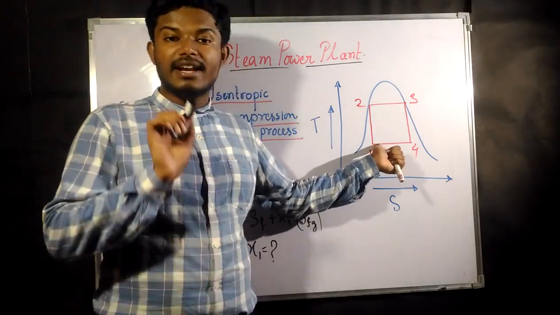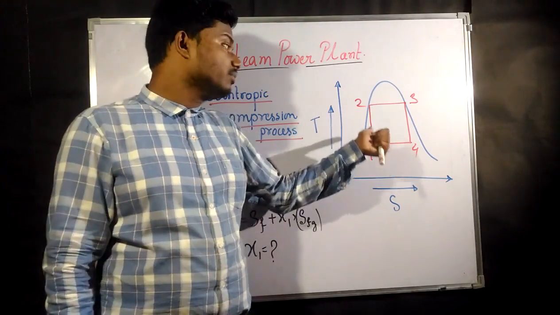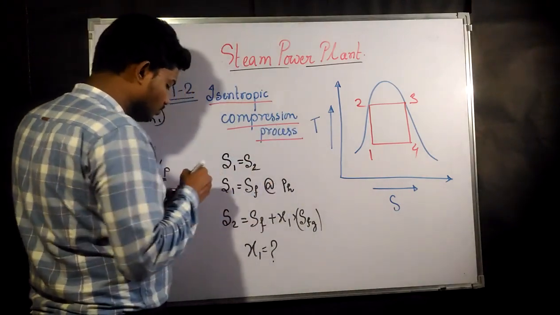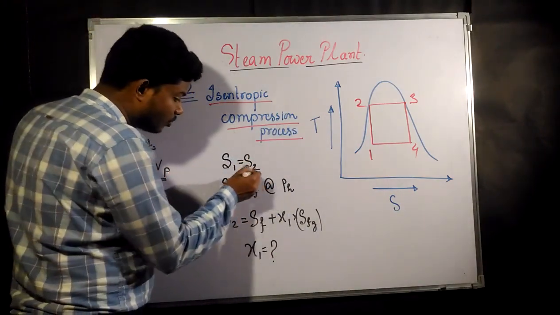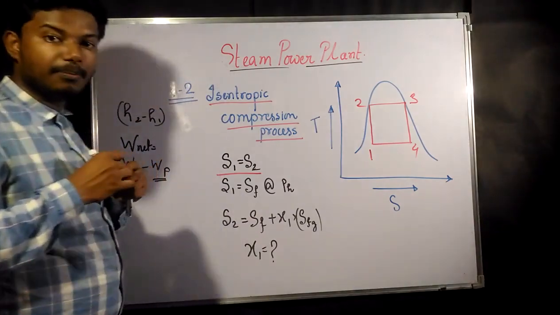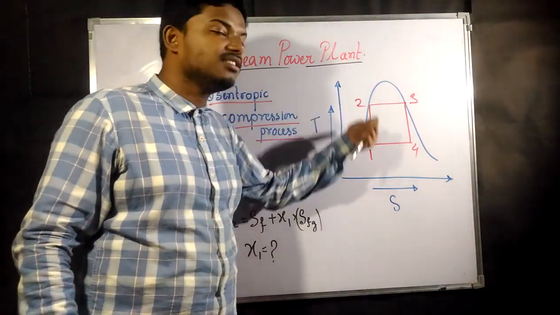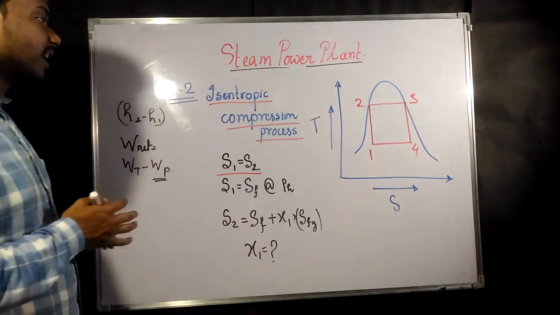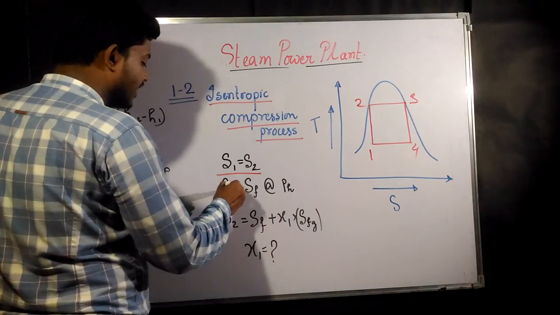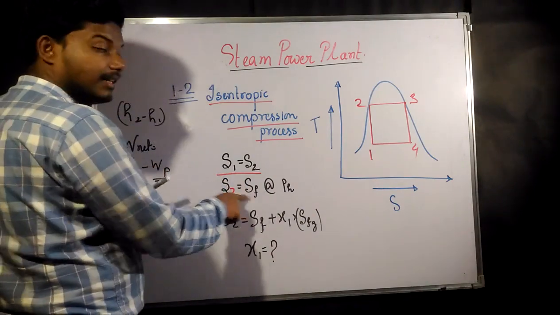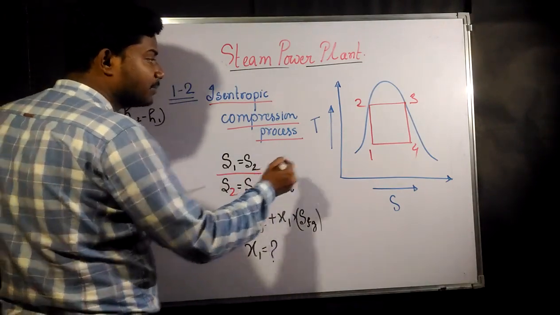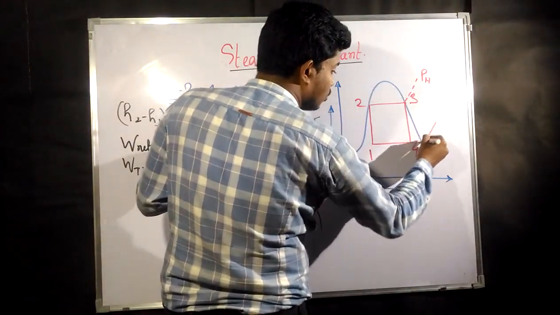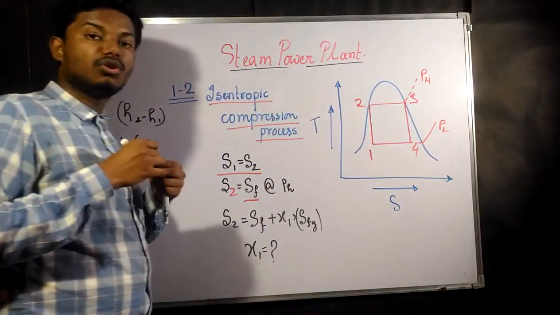To find the dryness fraction at point 1, we need to equate with a standard value. In this process 1 to 2, entropy at 1 and entropy at 2 are going to be the same, since this is an isentropic compression process. Now S2 is what? S2 is nothing but the entropy at fluid line at high pressure. So this is going to be your high pressure line, and this is going to be your low pressure line.